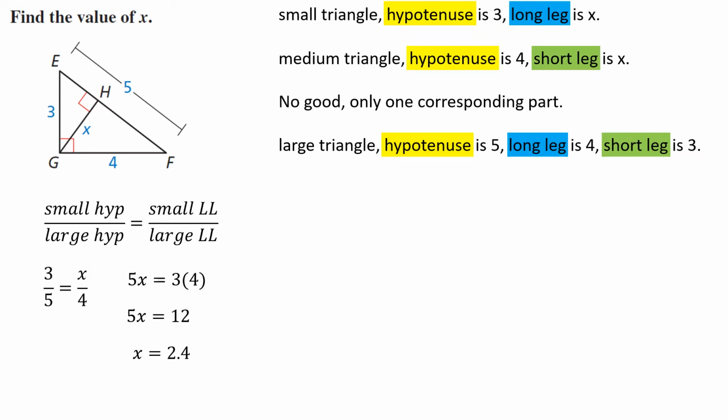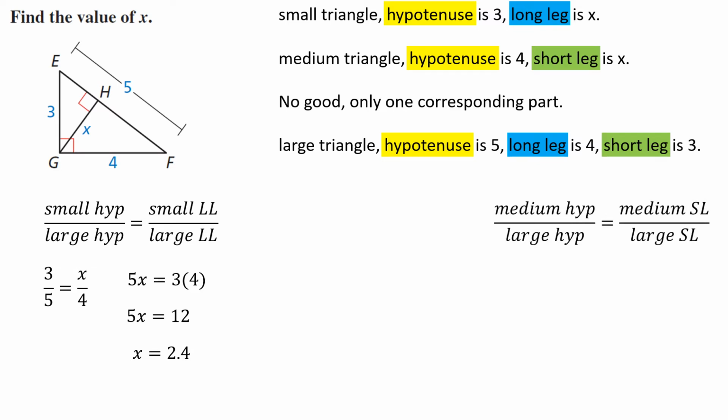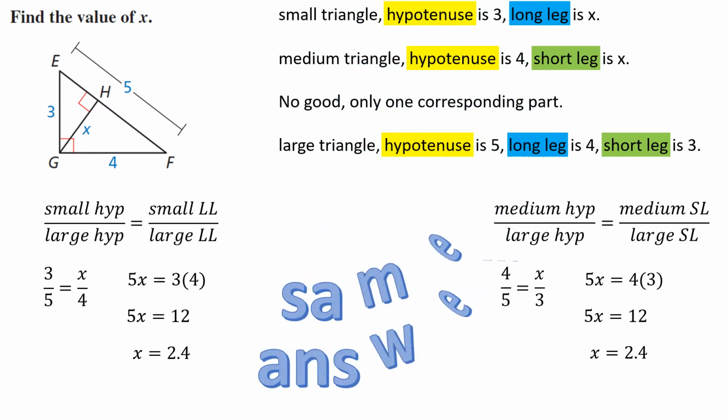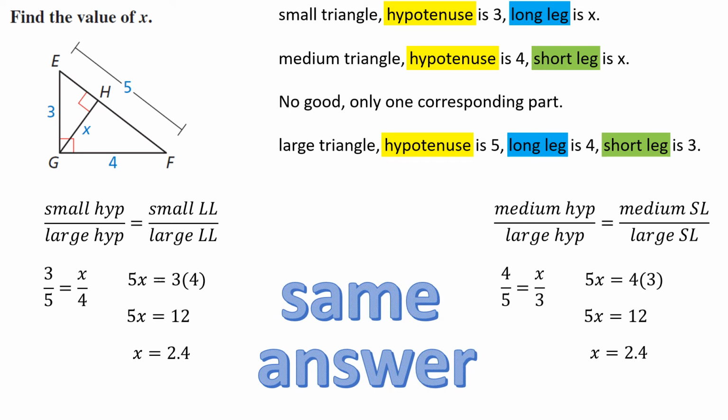Hey, I could have used the medium triangle and the large triangle because of the short leg. I could have done this differently. I could have said, the medium triangle's hypotenuse compares to the large triangle's hypotenuse the same way the medium triangle's short leg compares to the large triangle's short leg. Plug in the values I know, cross multiply, shockerville, exact same answer. Same answer.